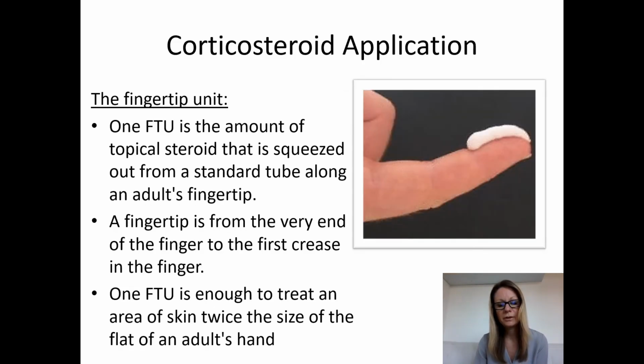Topical corticosteroids should be used sparingly and applied thinly. So here's some guidance on how we can do that. We use 1 fingertip unit. That's the amount of cream that can be squeezed from a standard tube along an adult's fingertip. And this amount of cream should be enough to treat skin twice the size of the flat of an adult's hand.